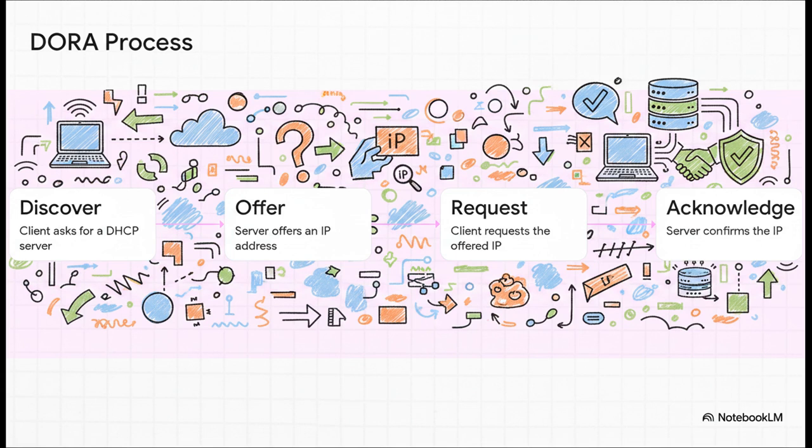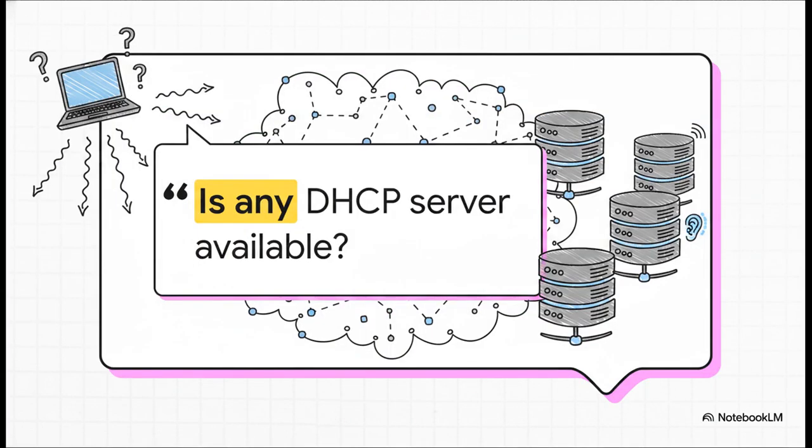Let's break down exactly what's being said in this negotiation. It kicks off with the D, Discover. Your client device connects to the network, but it doesn't have an identity yet. So it essentially stands in the middle of a crowded room and just shouts, "Hey, is any DHCP server available?" Technically speaking, because it has no IP, it uses a blank source IP of 0.0.0.0 and broadcasts this message out to the destination 255.255.255.255, which is just network speak for everyone on the local network.